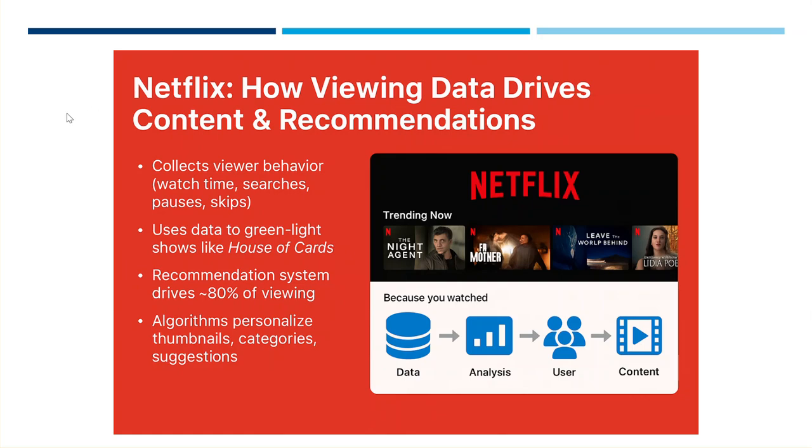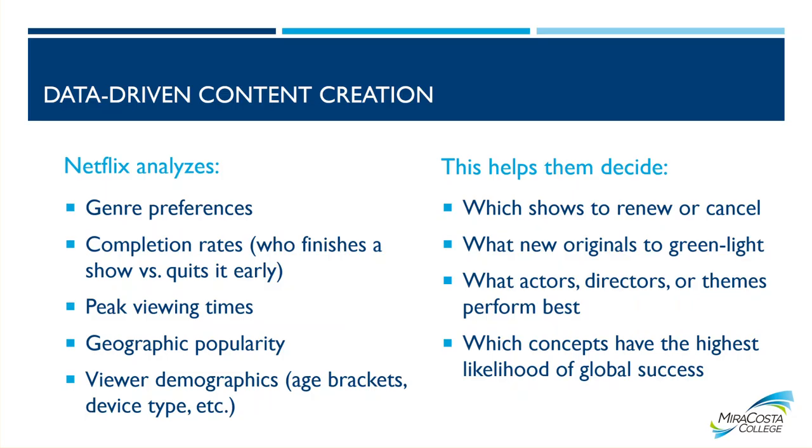So how viewing data drives content and recommendations. It collects viewer behavior, watch time, searches, pauses, and skips. So say I start watching a movie and then I stop. I didn't like that one. It takes note of it. It uses data to greenlight shows like House of Cards. The recommendation system drives 80% of viewing. Algorithms personalize thumbnails, categories, and suggestions. And I think my Netflix account knows me pretty well because it's pretty spot on with its recommendations.